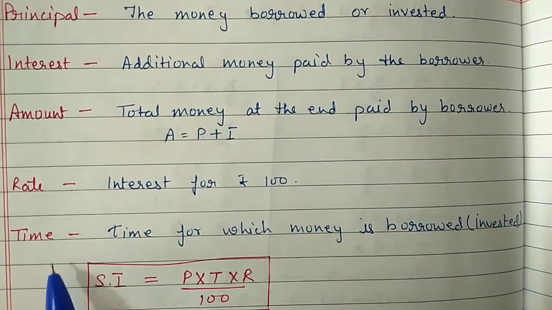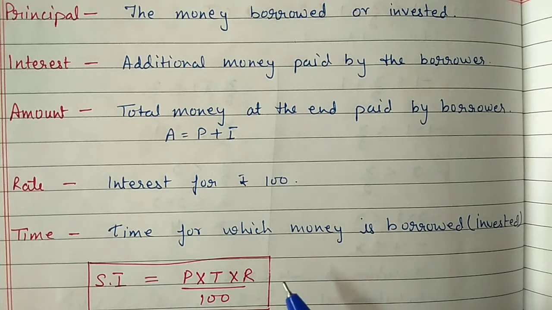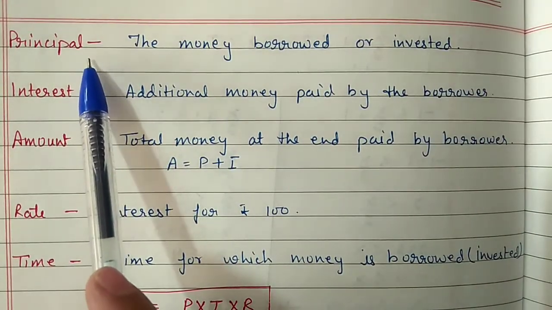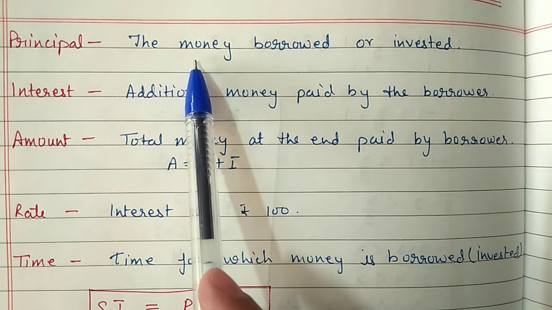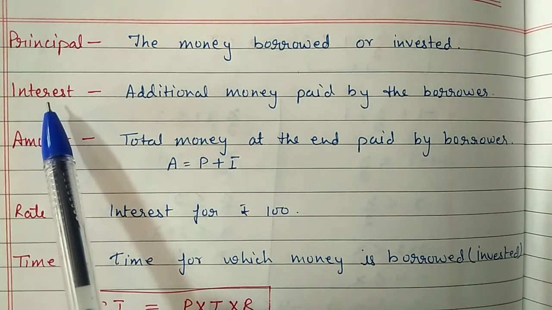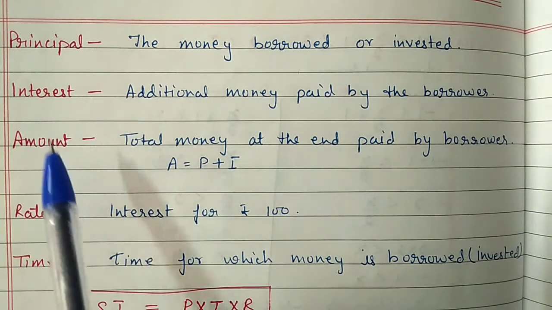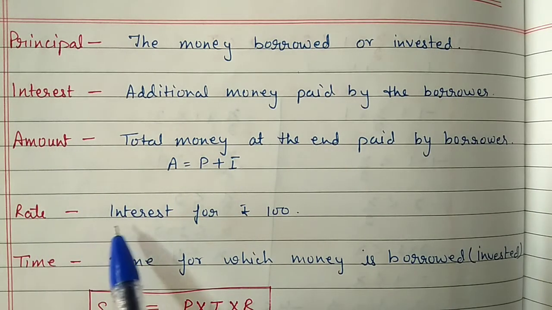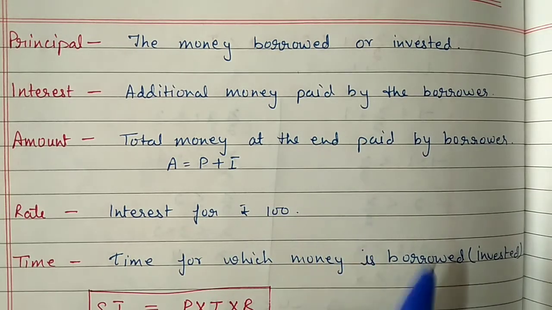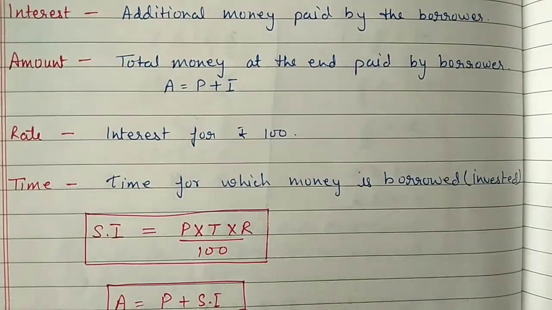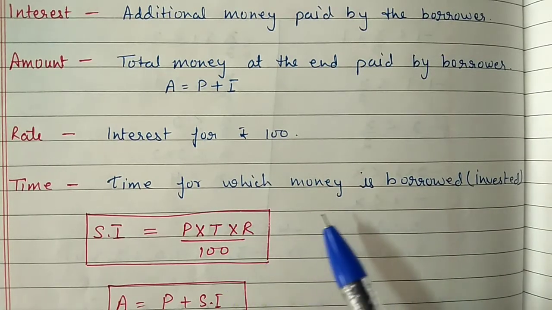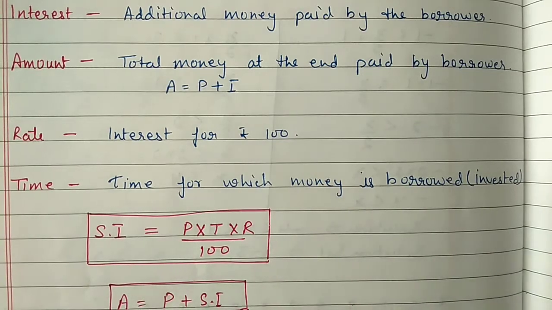Next thing will come: time. Time means the duration for which you have borrowed the money or invested the money. So remember, principal will be in rupees, the unit of principal, because this is money. Money we will count in rupees. Interest also is money, so this will come in rupees. Amount also will come in rupees. Rate of interest will have the percentage symbol with it. And time we always have to take in years. If it is given in months or days, then we have to change it into years.